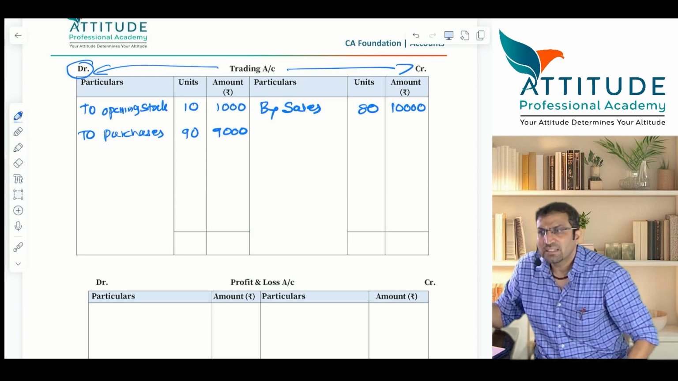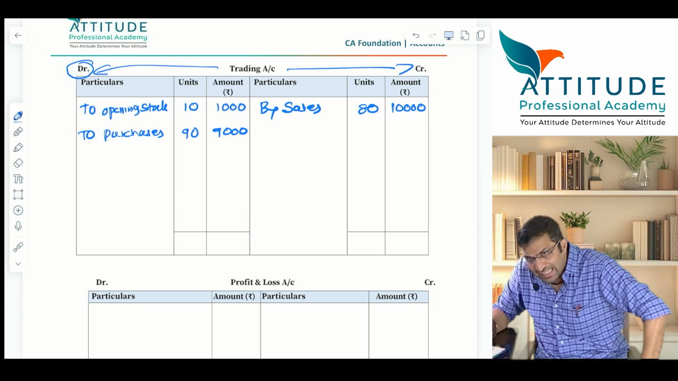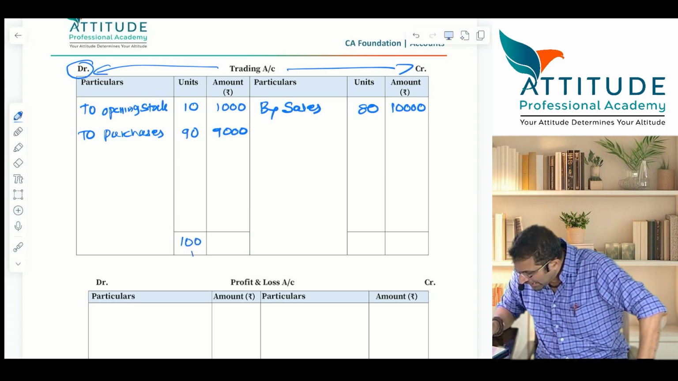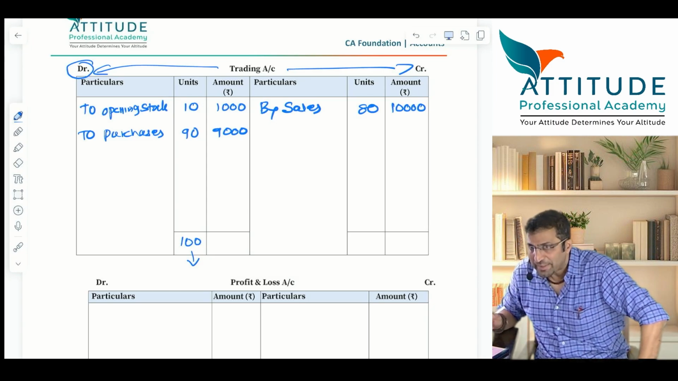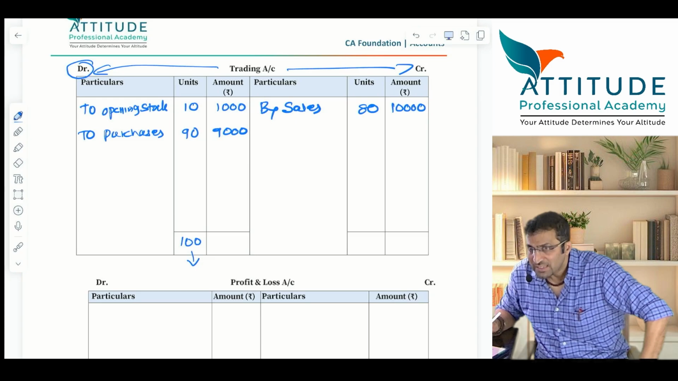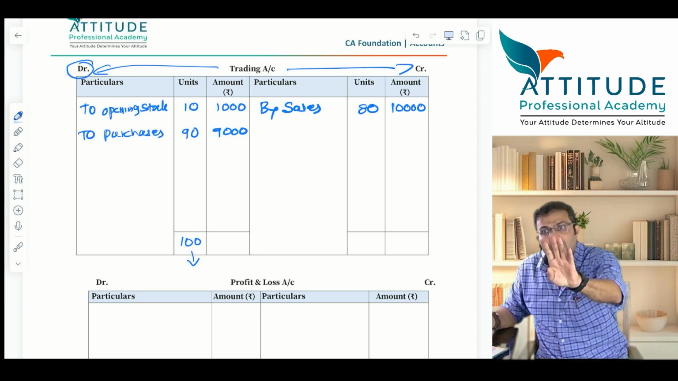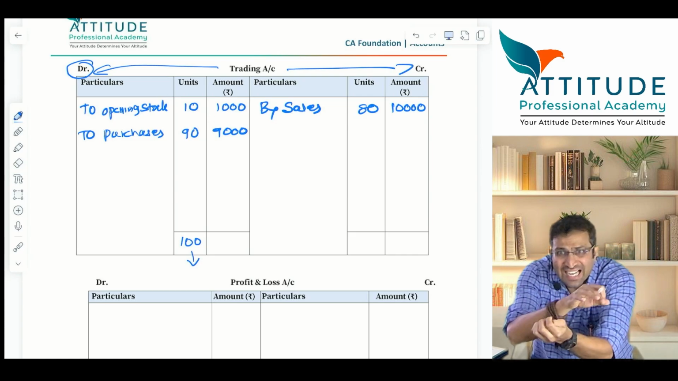Is that clear? Now tell me, 10 is opening stock. How much are purchases? 90. Total 100. This 100 is known as what? We will name it now. Yes, tell me. This 100 is what? 10 you already have. 90 you have purchased. Now how much total do you have?